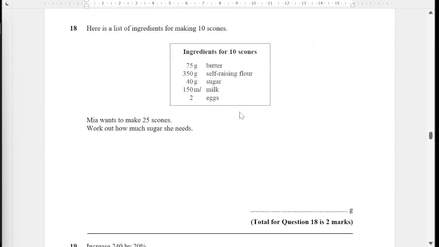Okay, question 18. Here is a list of ingredients for making 10 scones. Mia wants to make 25 scones. Work out how much sugar she needs. So 25 divided by 10 is going to be 2.5. So we want 2.5 times the amount of sugar. So 40 times by 2.5. I'm going to do it this way. 40 times by 2 would be 80, and then 40 times by half would be 20. So if we add those together, we get 100 grams. So 100 grams of sugar is needed.